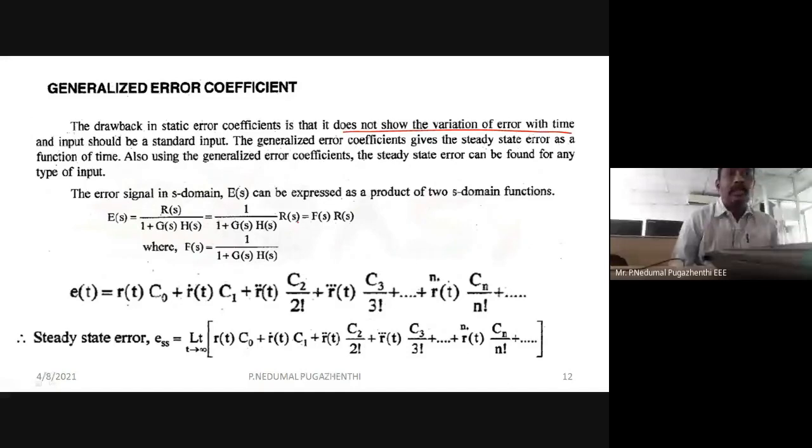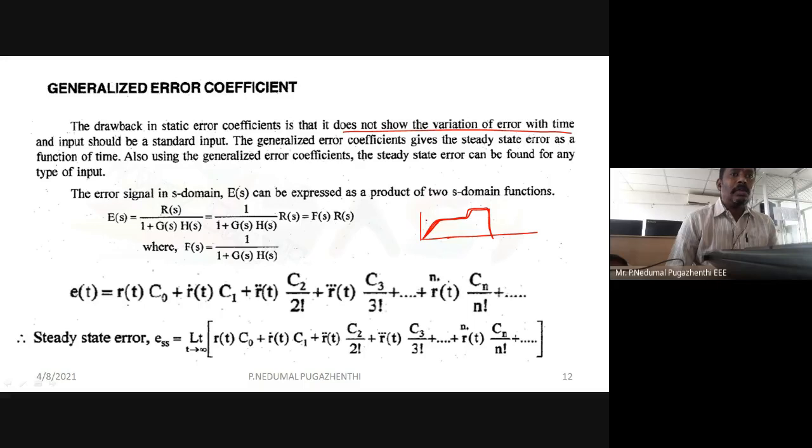For example, if I have an input like this, again I cannot describe it as a step or a ramp or a parabolic. It's a different type of input, partially looking like a trapezoid, then we have a projection. If an input is looking like this, this cannot be used to analyze the steady state error for a system using static error constants.